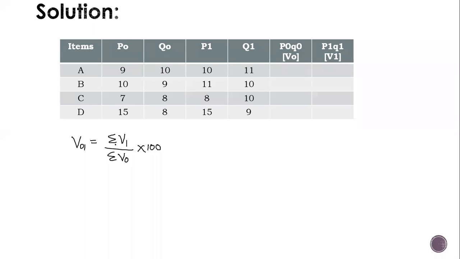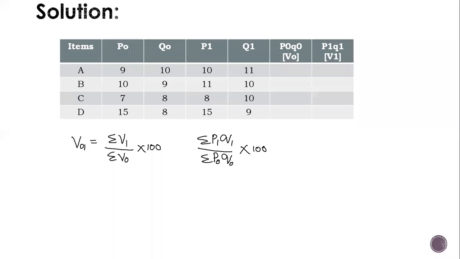That means, what is the value of V1 here? To make you understand more, V1 is nothing but summation P1 into Q1, multiplying the price of the current year into the quantity of the current year, divided by summation price of the base year into quantity of the base year, into 100. So like this you have to find. Now they have given us the price and quantity of the base year, so we can easily find the values.